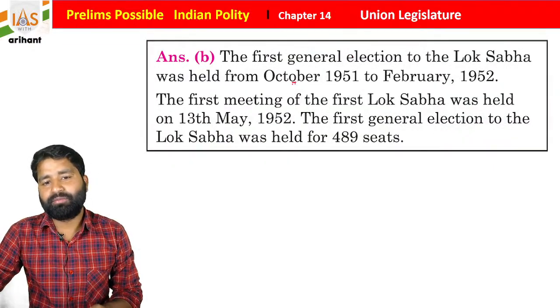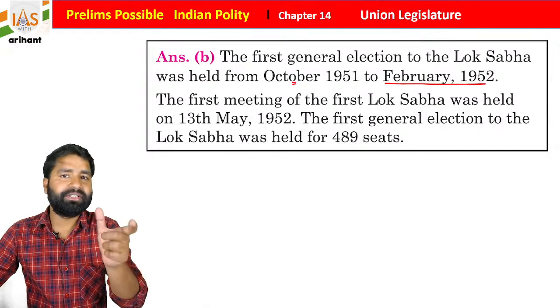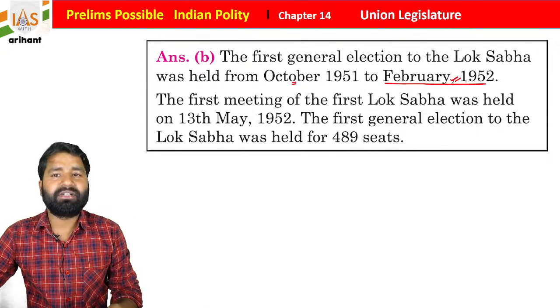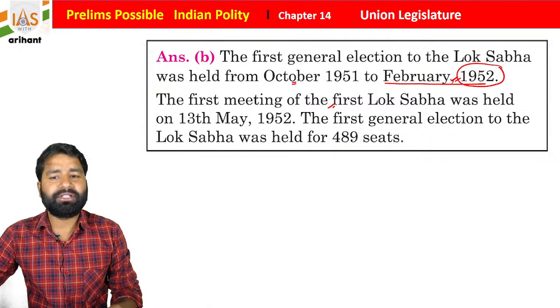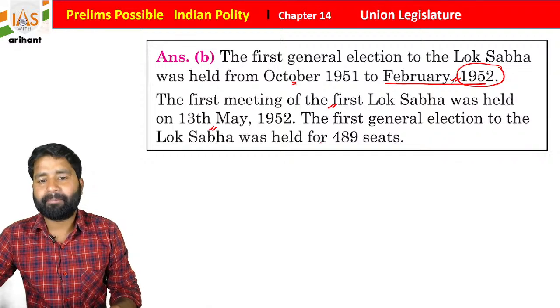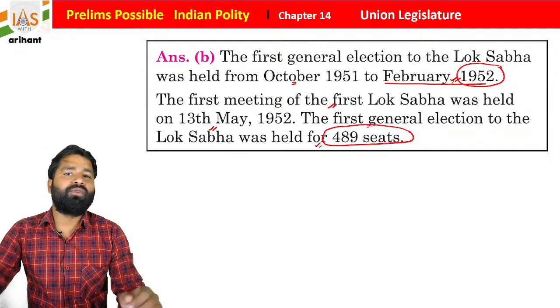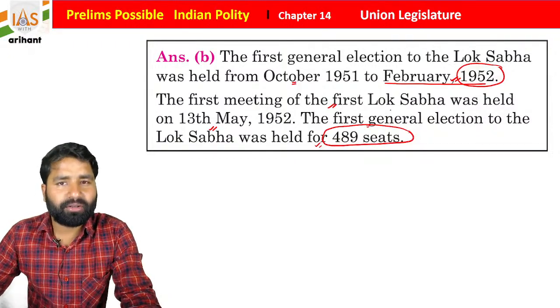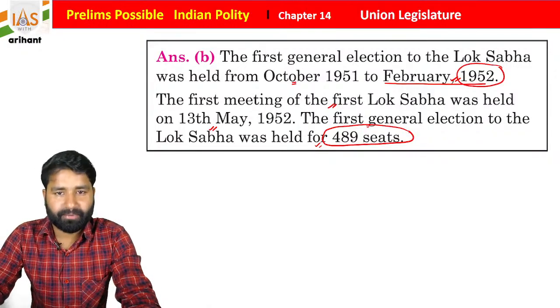In October 1951 it started, and the election was conducted within this time period. Approximately 6 months it took. And in 1952 the first meeting was held on 13th May. For the first time, the first general election was contested on 489 seats, but now we all know that there are 543 seats at present.